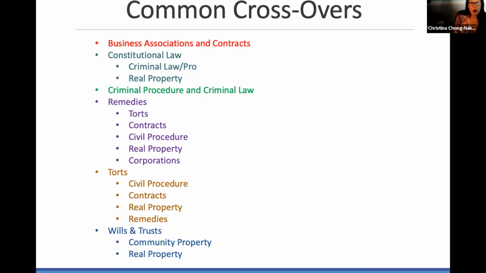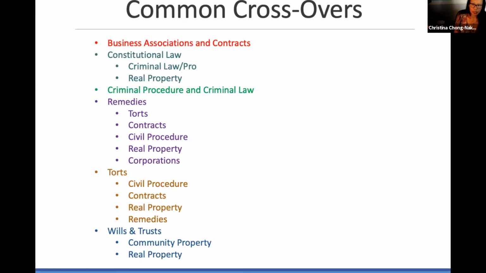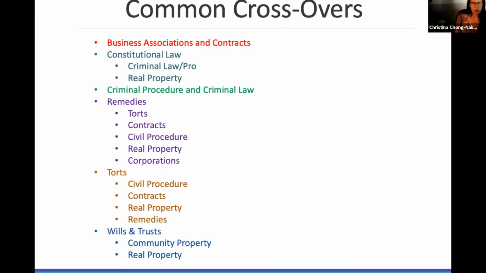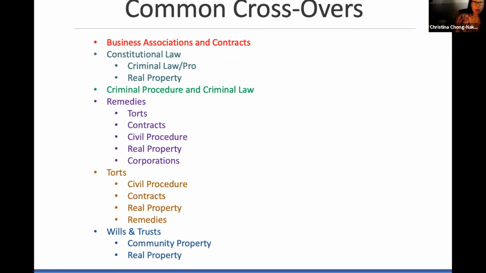Remedies crosses over with all your civil actions: contract, civ pro, real property, corporations. Torts crosses over with other civil actions, again, civ pro, contracts, real property, and remedies. And then wills and trusts tends to cross over with community property and real property. Now, these are just common crossovers. There might be some that I haven't thought of or that could be coming up in the future, but these are the ones that I see as most common.